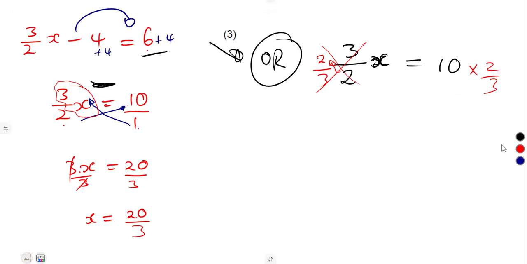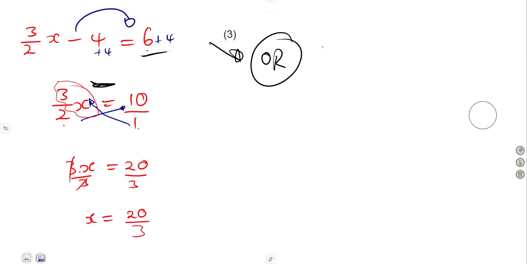So this can cancel and give us a 1. 1 times x is x, which is equal to 10 times 2 over 3, which is 20 over 3. So there are many ways. Or you can simply divide by 3 over 2 as it is, directly. Just divide by 3 over 2 on both sides. 3 over 2 x is equal to 10.